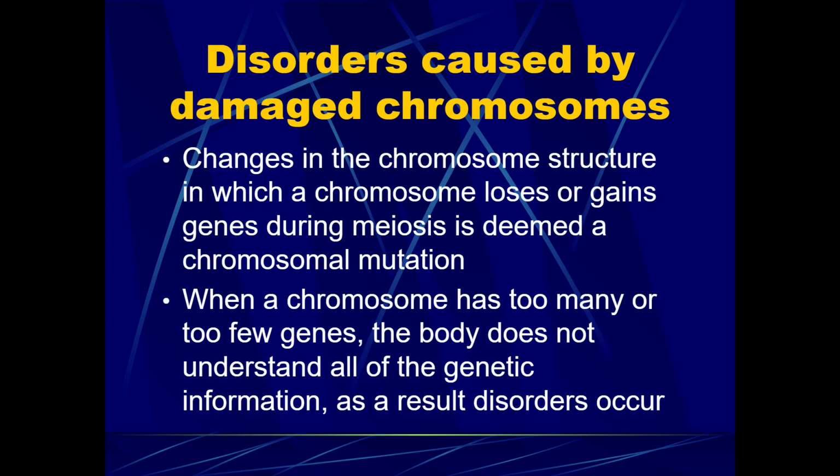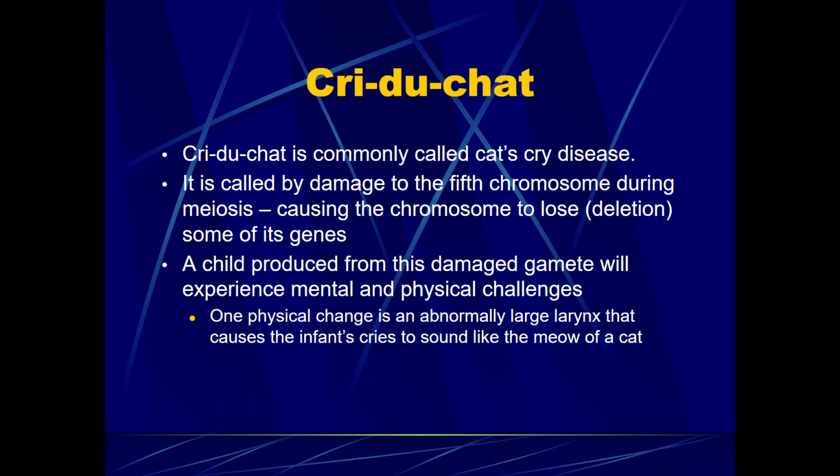There's also disorders caused by damaged chromosomes, and these are changes in the chromosome structure in which the chromosome loses or gains genes during meiosis, and it's deemed a chromosomal mutation. But generally, when a chromosome has too many or too few genes, the body doesn't understand all of the genetic information, and as a result, some disorder occurs. Sometimes you'll have the deletion or destruction of that chromosome and a kind of repair or fixing period that would occur at the end of meiosis.